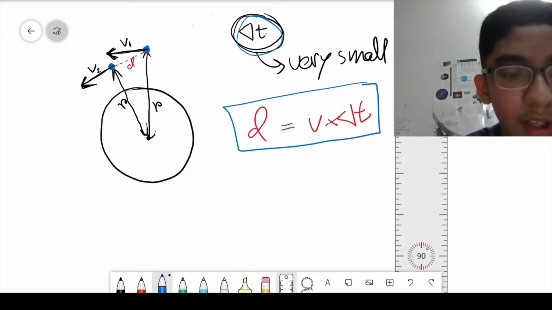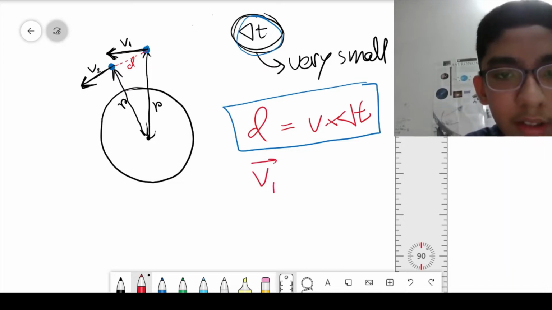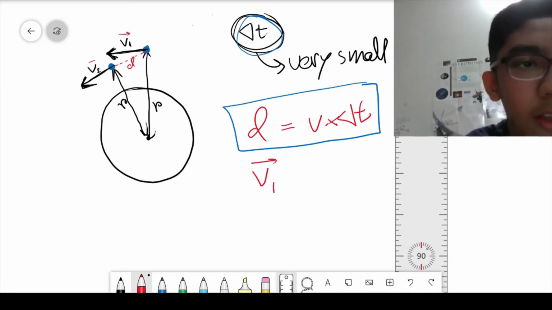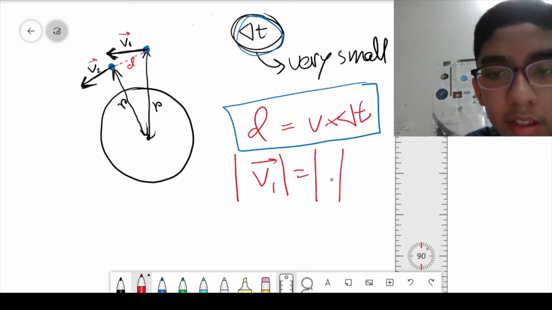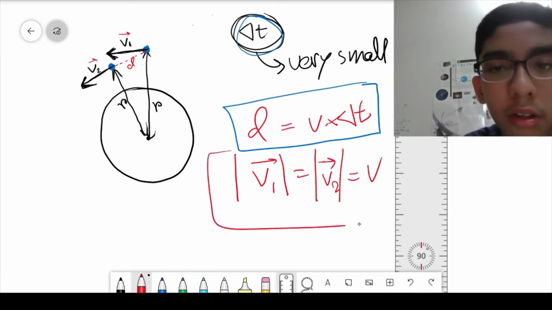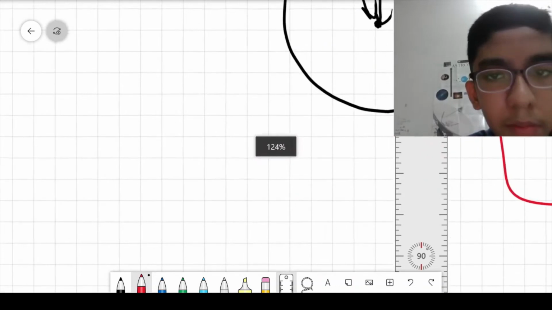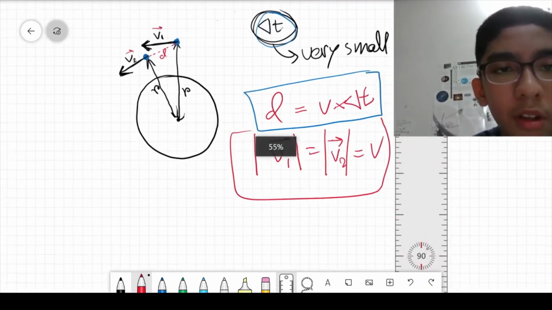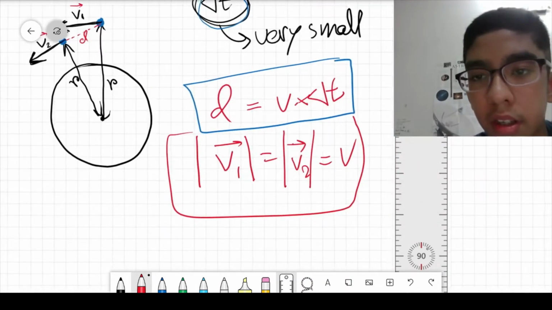So we can write that v1 is a vector quantity, and the magnitude of v1 and the magnitude of v2 will be the same, and we can call that v. Now let's do a bit of geometry, and that will take us to the final answer of what this v might be.